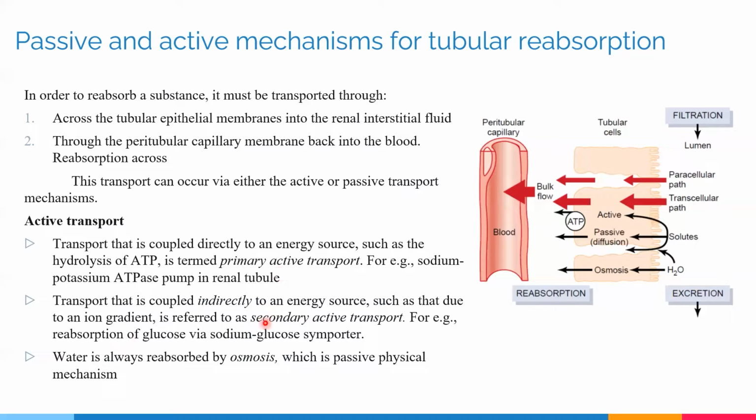In the case of secondary active transport, ATP is still indirectly involved in order to transport glucose, but this involves the co-transport of two things together, that is sodium and glucose. Until both sodium and glucose bind to the transporter protein, the protein will not allow the transport of either of them into the cell itself. And thus, this is a secondary active transport of glucose, where it is not directly picked up, but is picked up along with sodium. And finally, we have water, which is always reabsorbed by osmosis, which is a passive physical mechanism, and no energy is required in it.